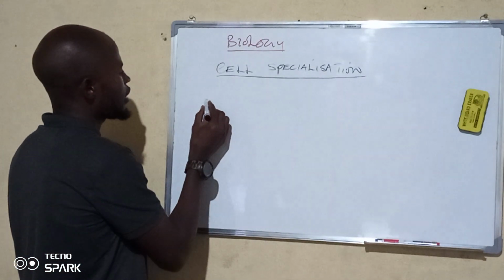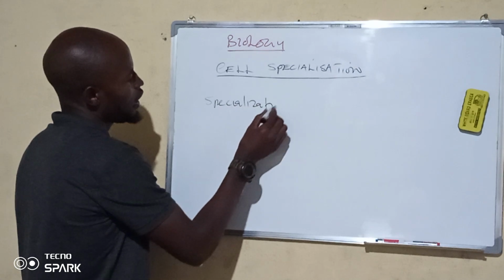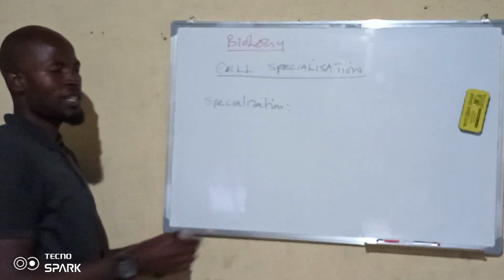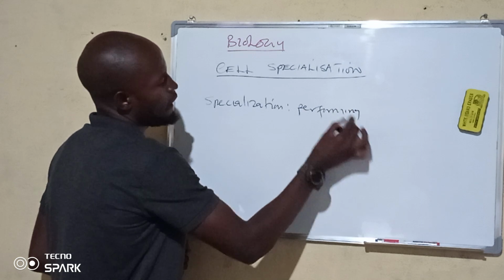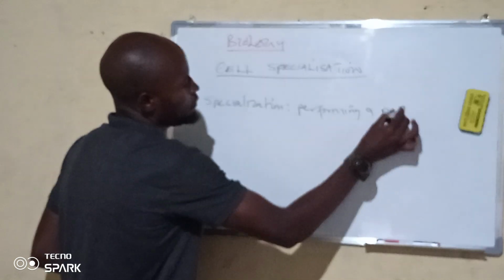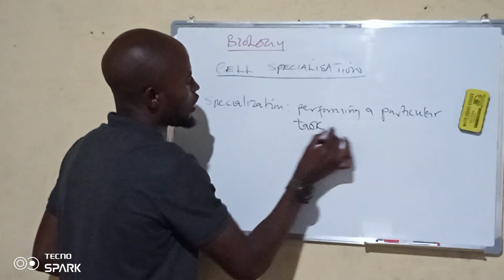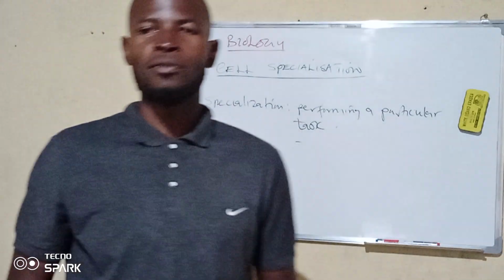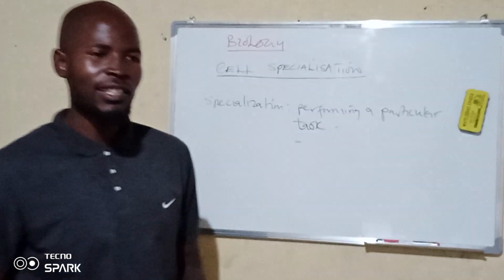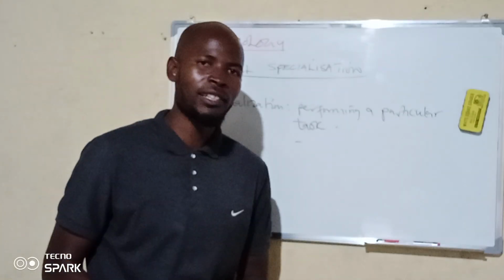So the key word here is specialization. To be specialized simply means performing a particular task. For example, a teacher can only perform the job of teaching. A doctor is a doctor. A nurse, you can't give a nurse a car to repair unless that person has got a mechanical background.